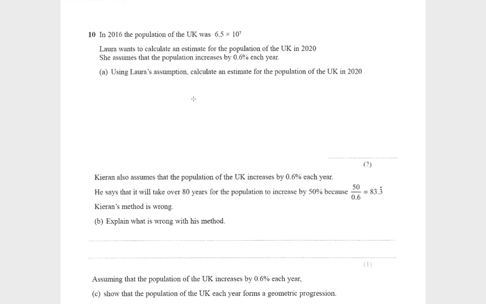So 2020 is 4 years after 2016. So I'm just going to write that down first of all. 4 years, 2017, 18, 19 and 20. 0.6% each year means we're going to multiply by 1.006. If the 6 was there, it would be 60%. If a single 6 was there, it would be 6%. 0.6%, we have to put the extra decimal place in. So 4 years. So I'm going to multiply her number using the percentage multiplier method by 1.006 to the power of 4.